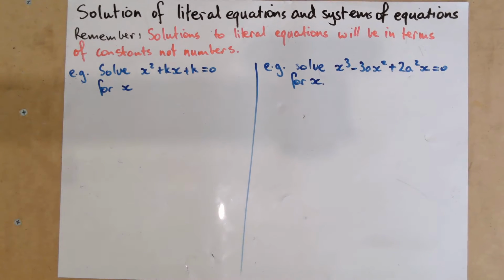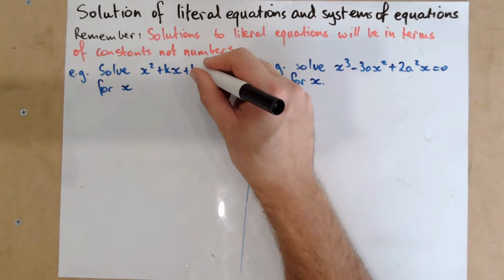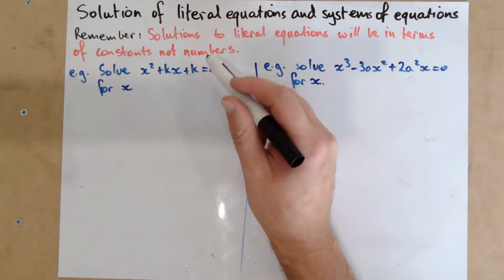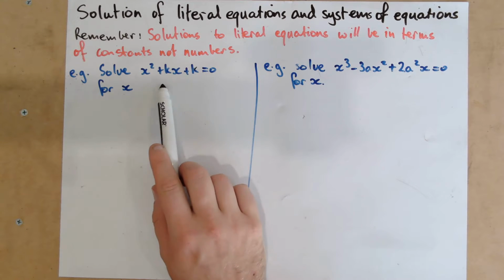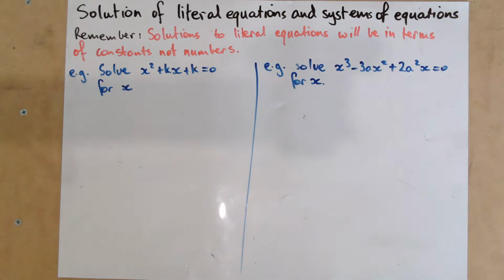So our first example is: solve x squared plus kx plus k equals 0 for x. We need to be thinking, I need two numbers that multiply to k but also add to k. Well, that sounds quite challenging.